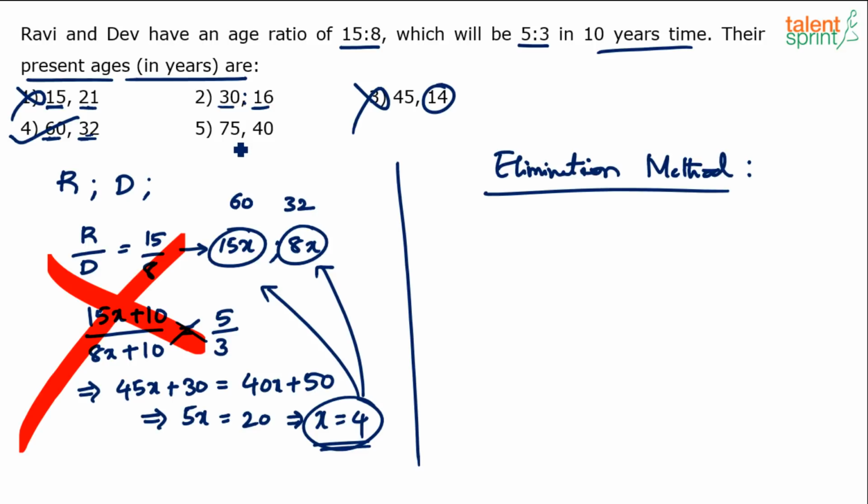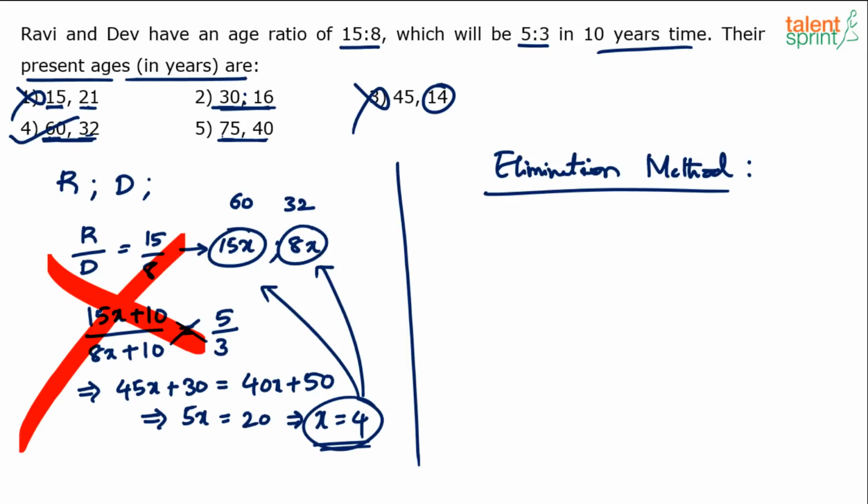Now look at option 5, 75 and 40. Well, 75 is a multiple of 15, and 40 is also a multiple of 8. 15 times 5, 8 times 5. So 75 and 40 have also satisfied. And between 75 and 40, the ratio is 15:8. Yes or no? 15 into 5, 8 into 5. So there are 3 options. Option 2, where the ratio is 15:8. Option 5, where the ratio is 15:8. And option 4, where the ratio is 15:8.